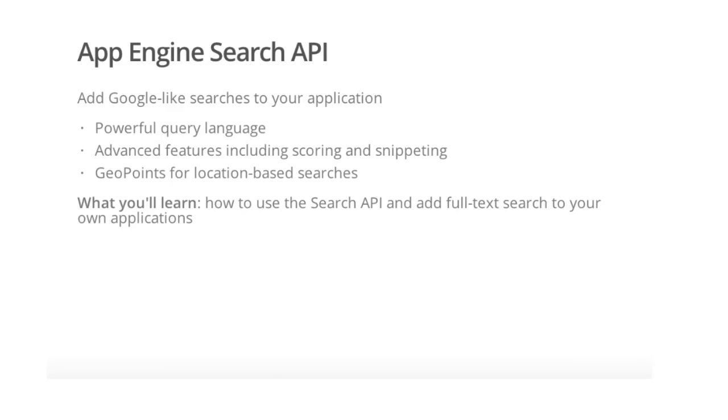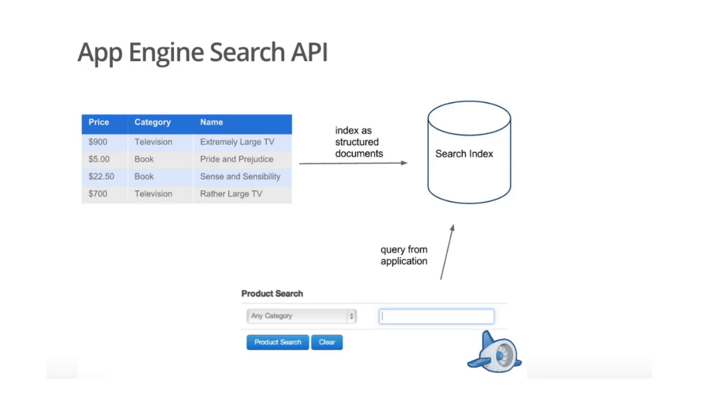In this webinar, we'll provide an introduction to the Search API and show you how to use it in your App Engine application. The Search API lets your application perform Google-like full-text searches over structured data and also supports GeoSearch for location-based searches. It provides a straightforward model for indexing and searching data and displaying the results of search queries.